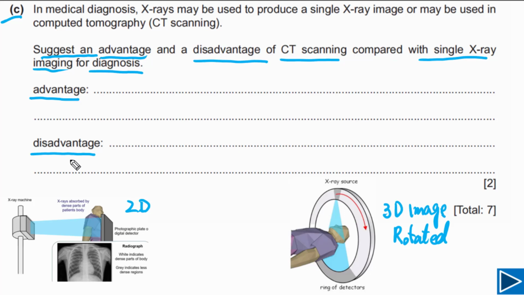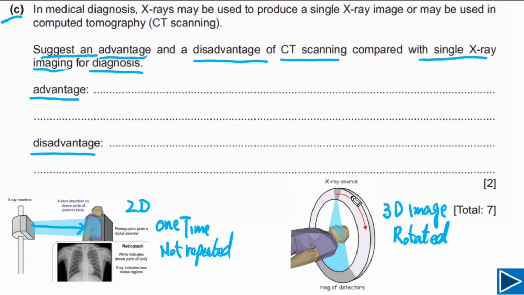Now let's try to understand what the disadvantage is. In case of X-rays, X-rays pass through the body of the patient only one time. So we don't repeat the process. I will simply say one time, and the process is not repeated.